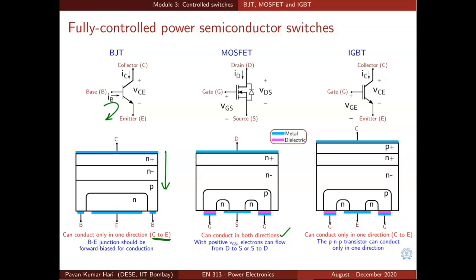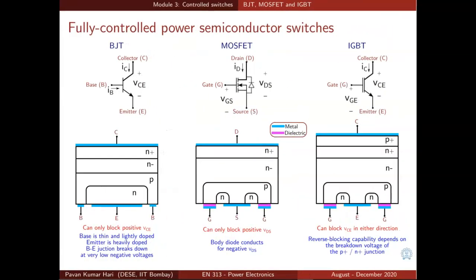When it comes to IGBT, it can only conduct in one direction because the PNP transistor that is internal to the IGBT can only conduct in one direction. So among these three devices, MOSFET has bidirectional current carrying capability. That is the point to note.